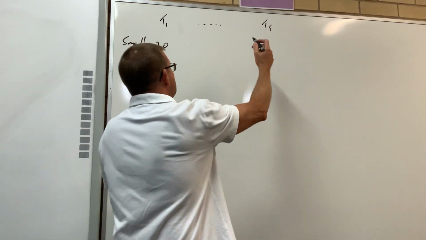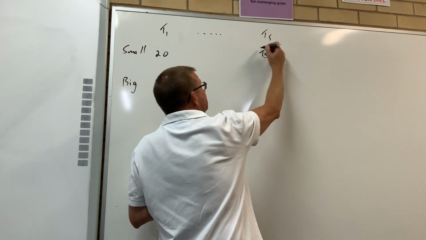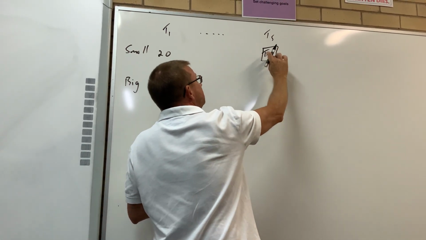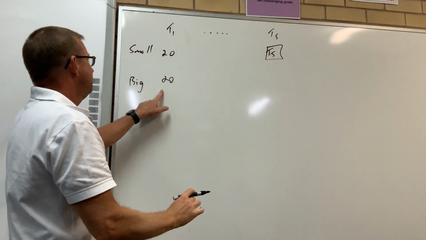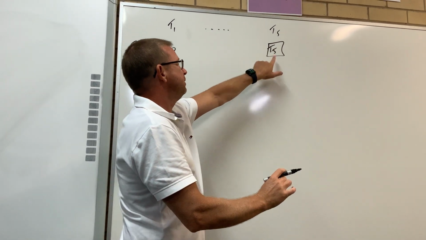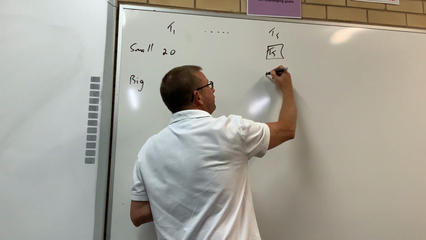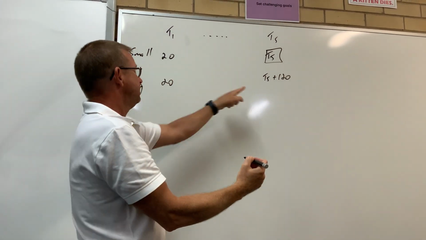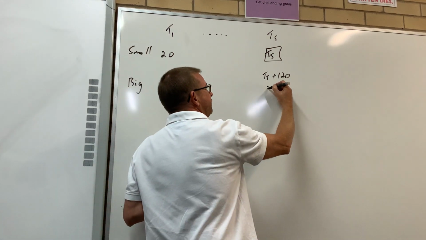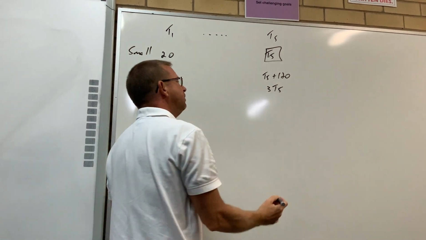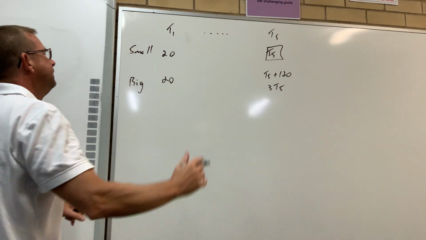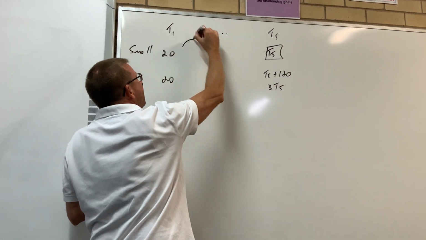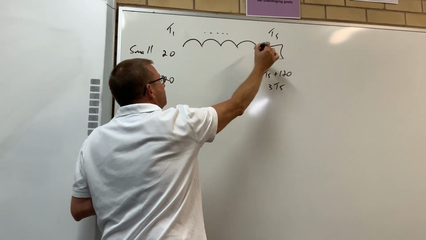No. So I'm just going to say, well, I don't really know what it is, so let's just call it term 5. So what's 120 bigger than term 5? Term 5 plus 120. And what else is this one? 3 times term 5. They're both arithmetic, so we're adding something. What do we add?